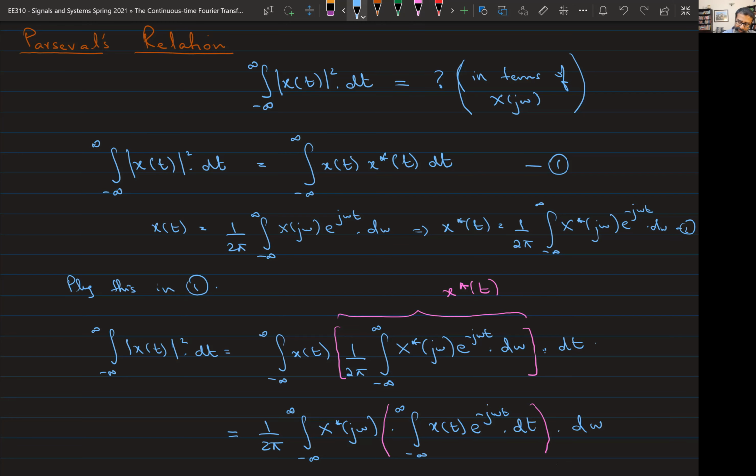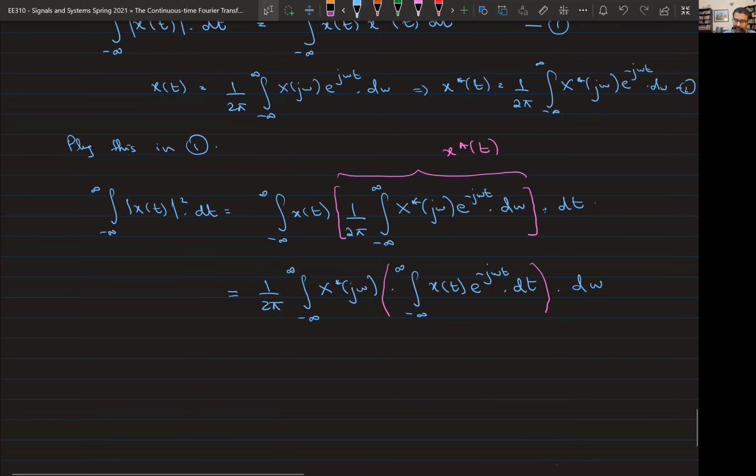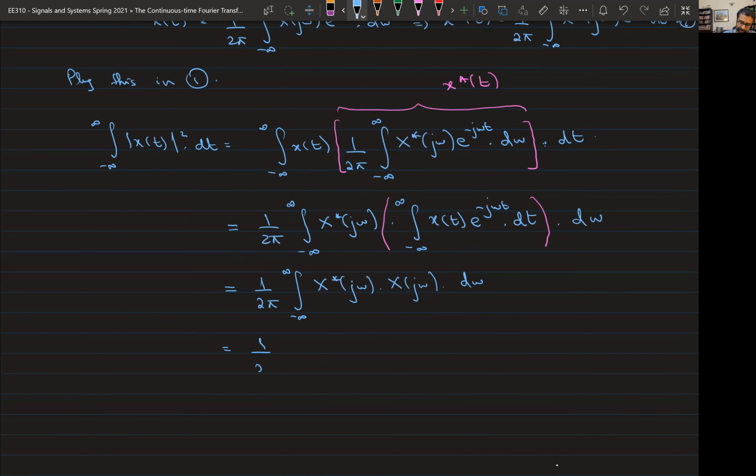Right, so what is inside the pink brackets now? Right, so x of j omega, excellent. So this is one upon two pi, minus infinity to plus infinity, x conjugate of j omega times x of j omega. So what is this equal to? This is equal to one upon two pi, minus infinity to plus infinity, x of j omega absolute squared times d omega. Right, so this is the energy. And this is the Parseval relationship, by the way.